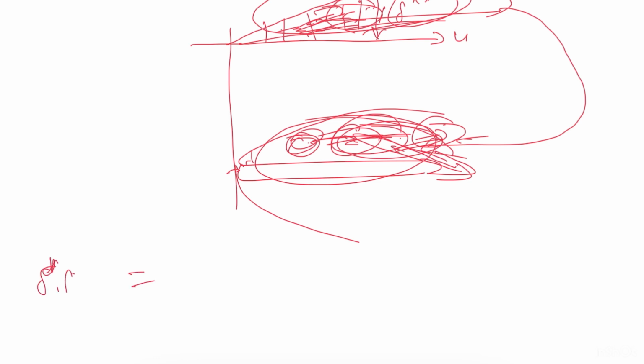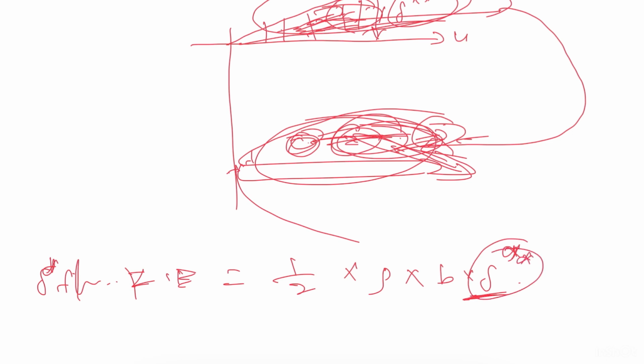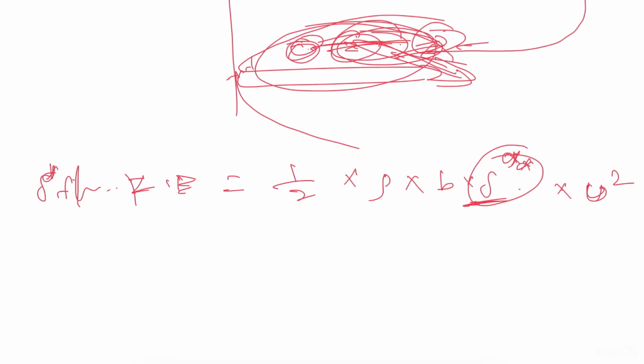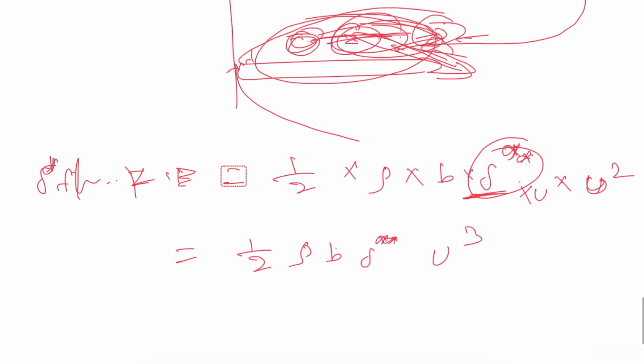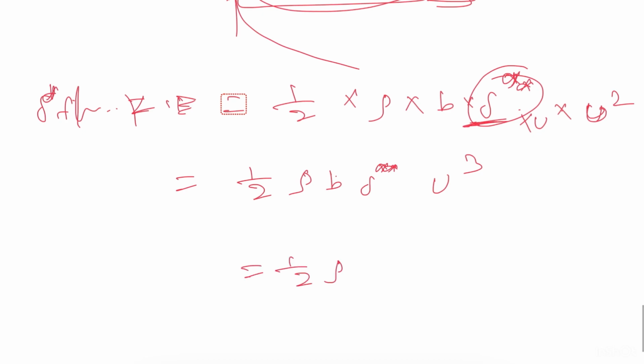The delta dash fluid kinetic energy will be equal to half rho b, the liquid flowing in delta dash thickness, delta double star thickness. Here the velocity of the fluid will be capital U. Now half rho b delta star U cube, that is half rho b delta double star U cube.